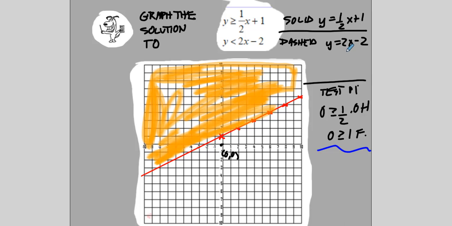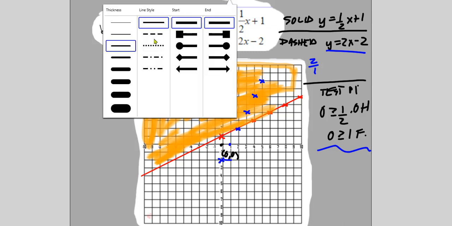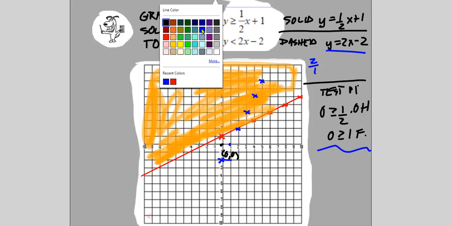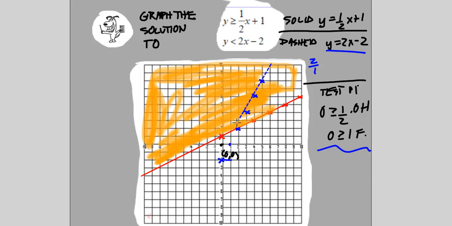inequality, well, I have the boundary equation here, y equals 2x minus 2, so the y-intercept is negative 2 right here, and the slope of 2 is 2 over 1, so I go over 1, up 2, over 1, up 2, etc. That is a dashed line. Okay, and once again, 0, 0 is not on this line, so I can use it as a test point here as well.